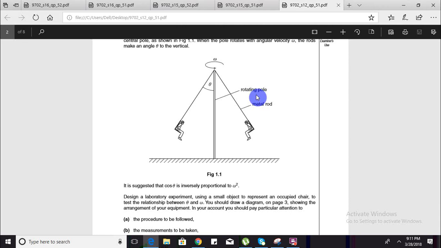And then you can take cos of all of them, and because omega is basically the independent variable, you can plot cos theta on the y-axis against the square of the omega value. And because it is just 1 over omega squared, or maybe if you take 1 over cos theta against omega squared, and if you get a straight line through the origin, then the relationship you thought is the correct one.